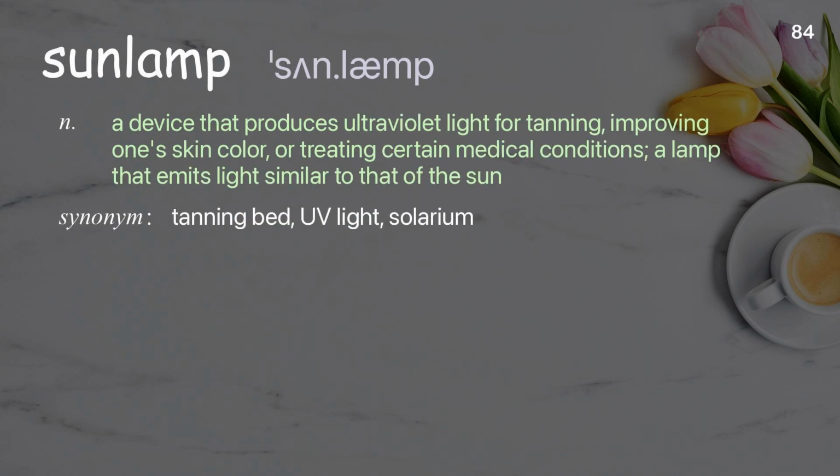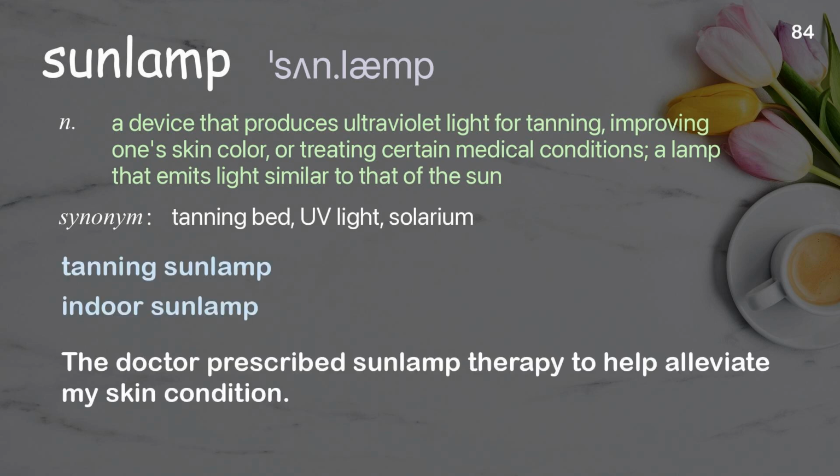Sun lamp. A device that produces ultraviolet light for tanning, improving one's skin color, or treating certain medical conditions, a lamp that emits light similar to that of the sun. Examples: Tanning sun lamp. Indoor sun lamp. The doctor prescribed sun lamp therapy to help alleviate my skin condition.